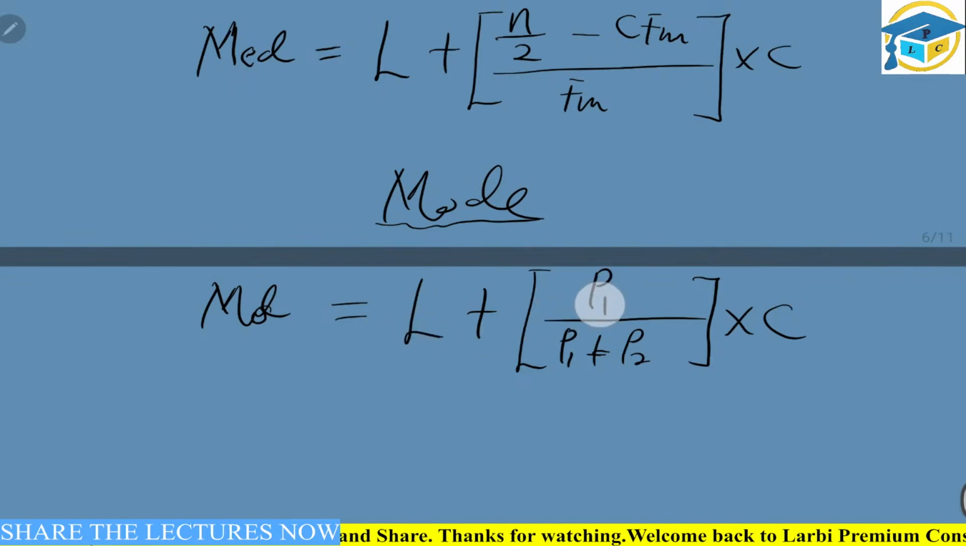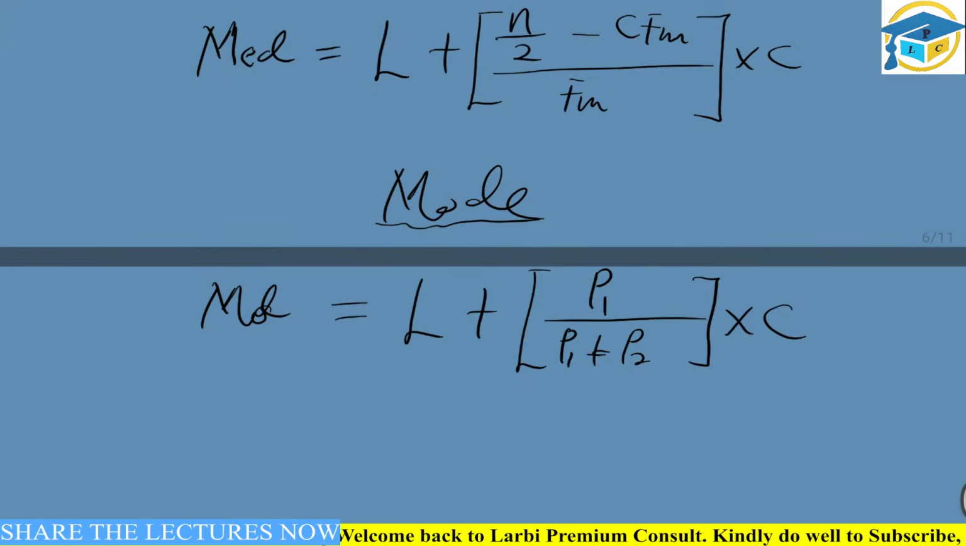The P1 here is the difference between the modal frequency and the preceding frequency, meaning the frequency that comes immediately before the modal frequency. And P2 is the difference between the modal frequency and the next immediate frequency that comes immediately after the modal frequency. And the C, as always, is the class width in that line. So let's take note of that. If you have any question, you can drop it in the comment section and we'll take it from there.